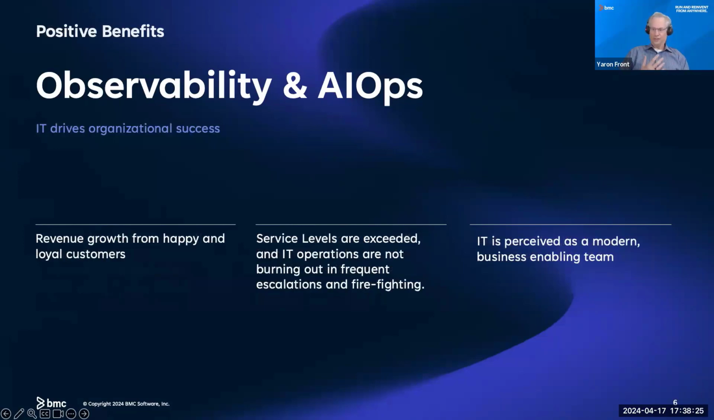So once you do start implementing, and this is what we're going to be talking about today, an observability and AIOps practice, you can expect increased revenues, better service levels, and transforming IT's perception from a business inhibitor into a business enabler. So let's see how we can do that.